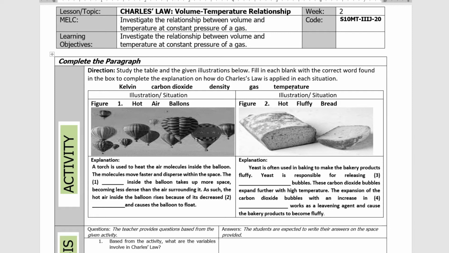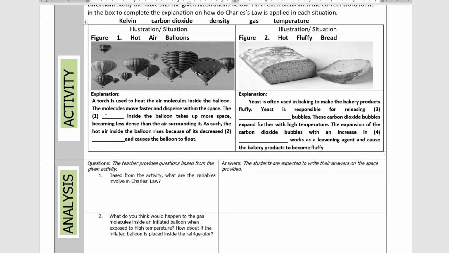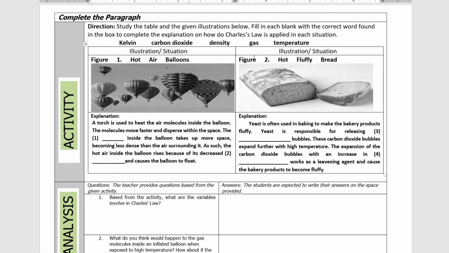In figure 1, a hot air balloon. There's a typo error here. Now, you only have to choose one word here to fill in the blank to complete the statement or to complete the paragraph. Secondly, we have here the figure 2, the hot fluffy bread. So you choose again 2 words here to complete the paragraph.